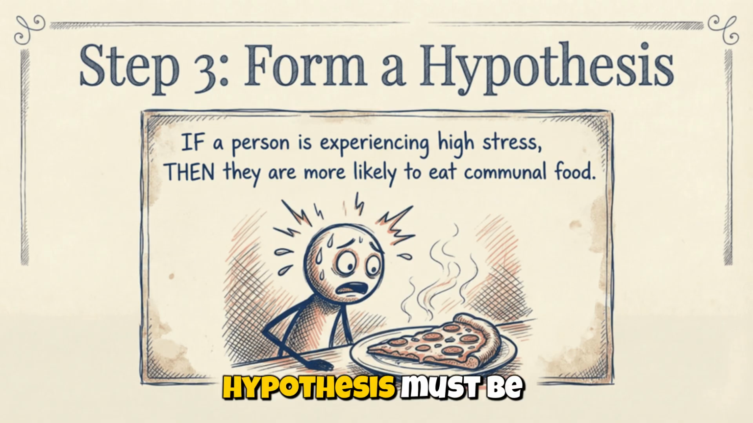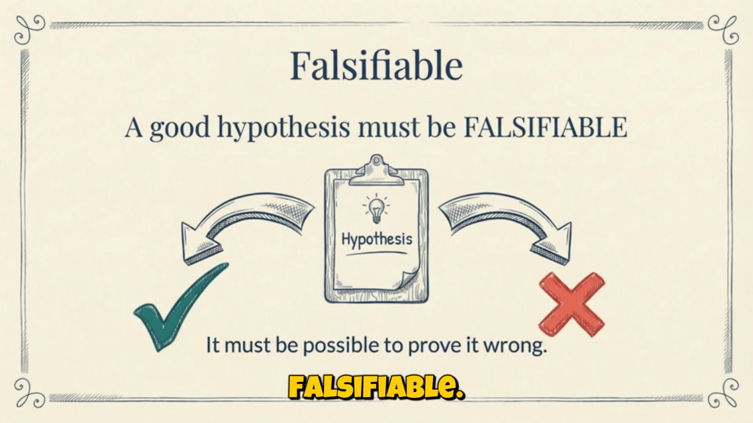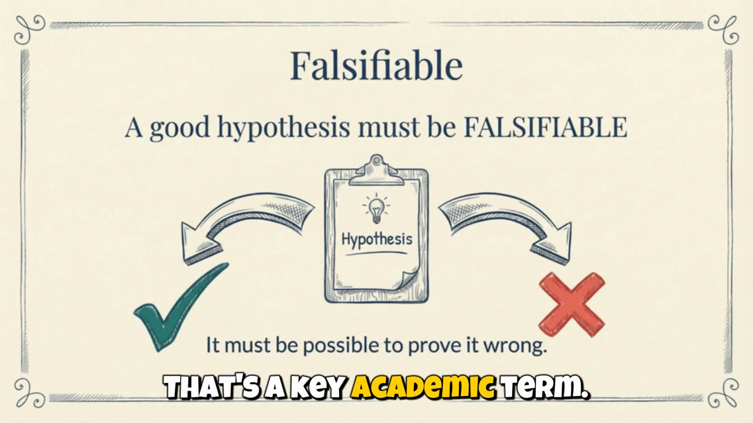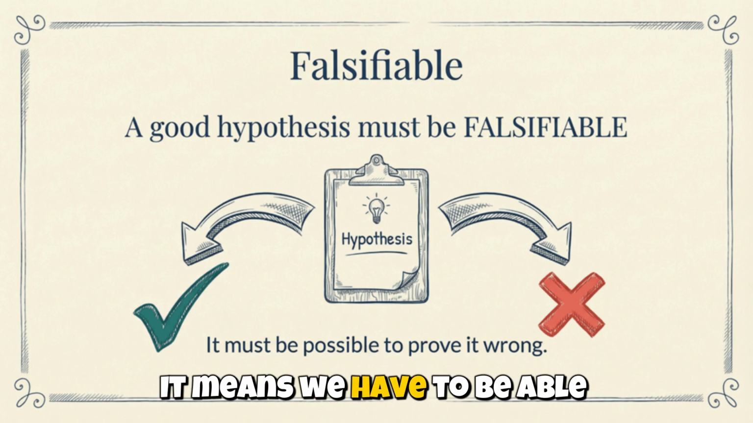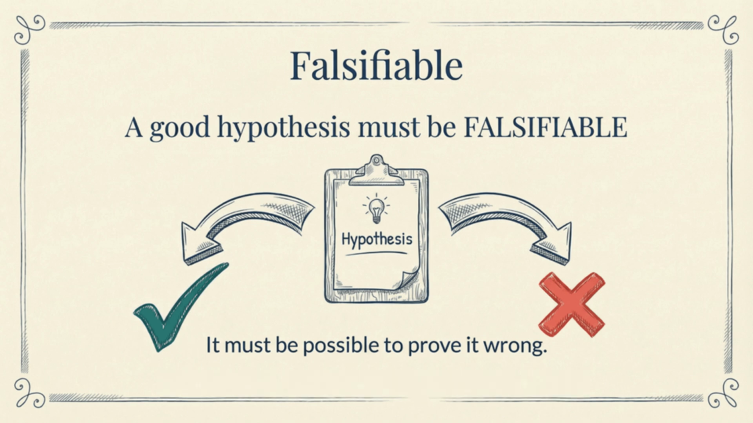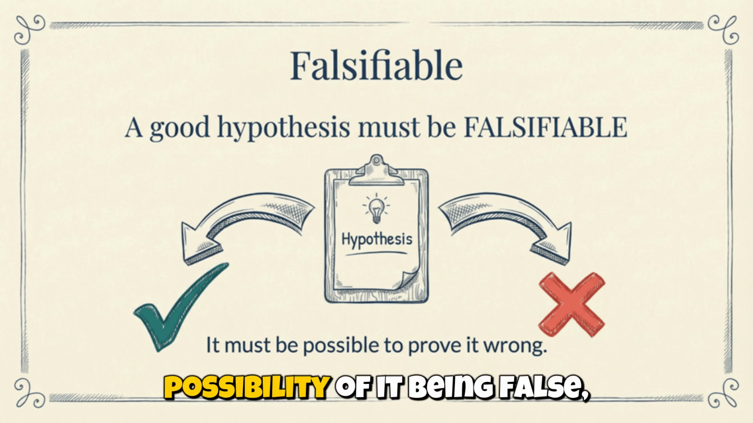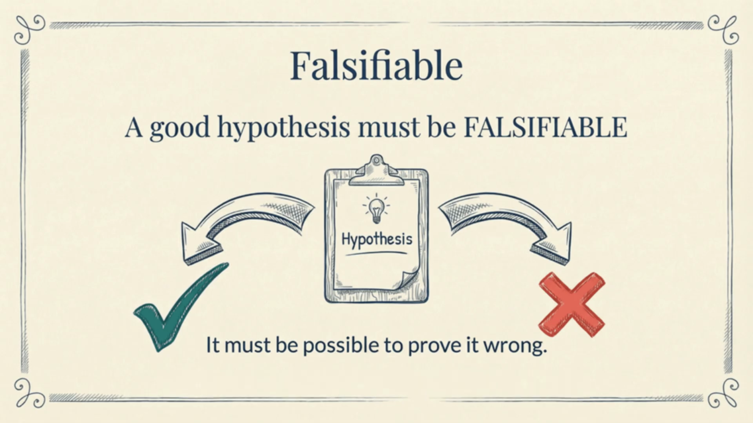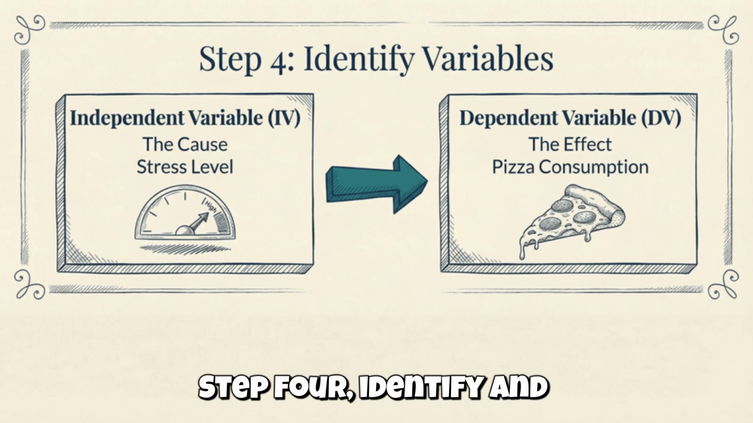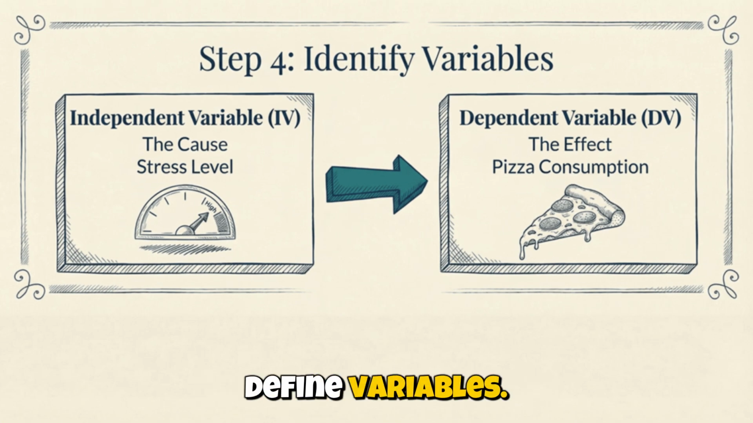Notice that a good hypothesis must be falsifiable. That's a key academic term. It means we have to be able to prove it wrong. If we can't test for the possibility of it being false, it's not a scientific hypothesis. It's just a belief. Step 4, identify and define variables.